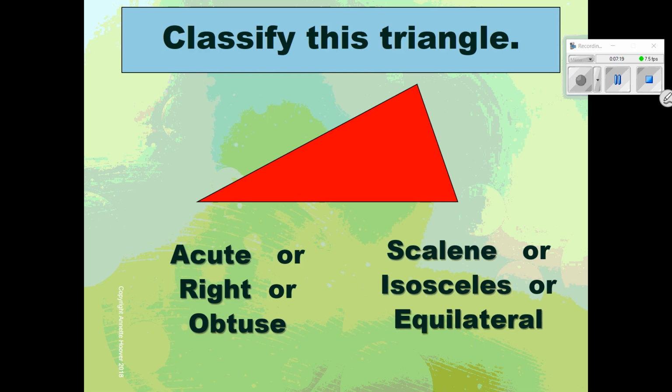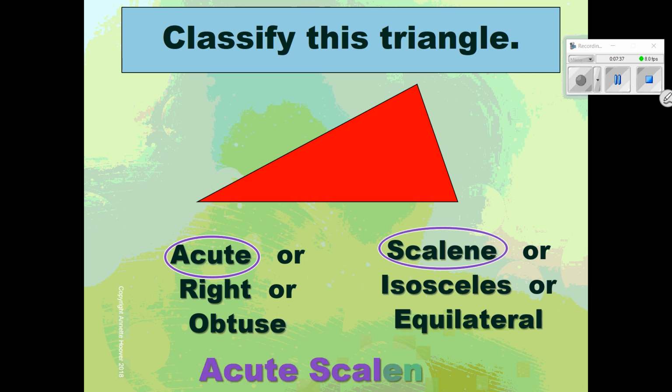Okay, first look at the angle. Do you see any 90-degree angles? Do you see any angles that are greater than 90 degrees? Based on the lengths of the sides, can you come up with the two names? This is an acute because all angles are less than 90. And it's scalene because none of them have the same length. An acute scalene triangle.